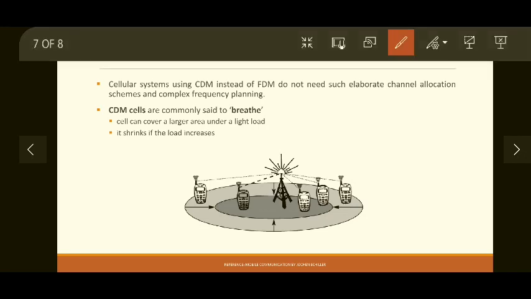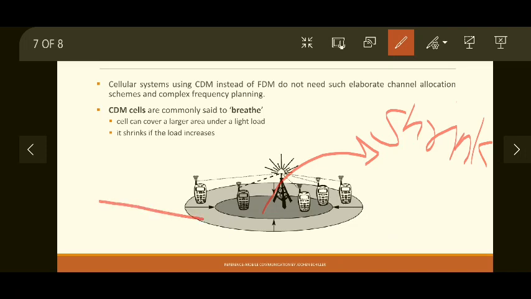In this diagram you can see the internal region is the shrunk version of the breathing, and the external is the expanded version. If you have fewer users, you can cover a larger area because the capacity of a cell will increase, so you can expand your coverage area. If there are more users, your capacity will decrease, so you can shrink your region. This concept is known as cell breathing, and it is followed mostly in cellular systems which use CDM technology, that is code division multiplexing.